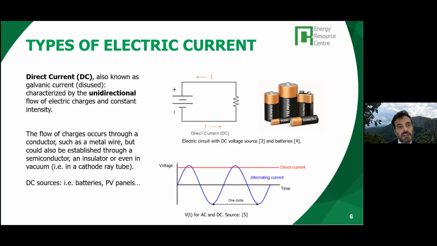And direct current is characterized by a unidirectional flow of electric charges, okay, and a constant intensity. As I mentioned before, this flow of charges travels through solid media typically, which is called a conductor, such as a metal wire, okay? But it could also be established through semiconductor or some other materials, or even in vacuum. Typical DC sources that we are very familiar with are dry cell batteries or the photovoltaic panels, okay?